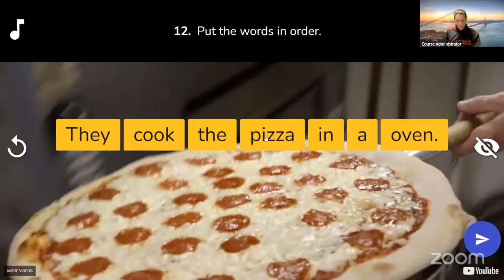So we'll focus on the pizza and we'll say the pizza is cooked in the oven. Okay, the pizza is cooked in the oven. We don't make any mention of who cooks the pizza. If you want to, you could say the pizza is cooked in the oven by them. Okay, by them. We would have to change this to the object form, okay? The object pronoun.